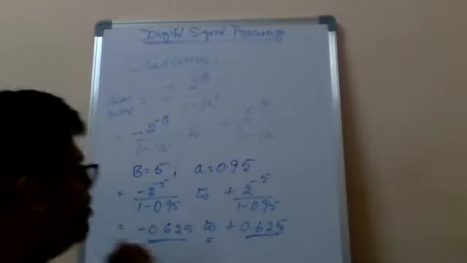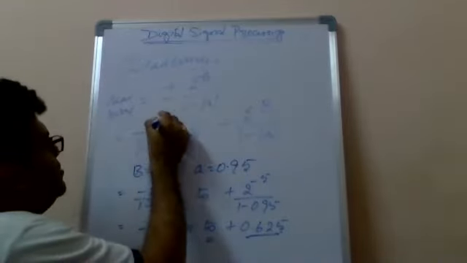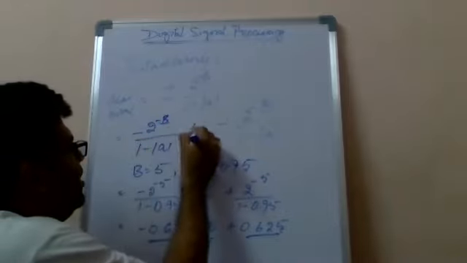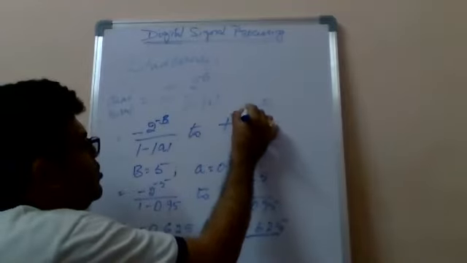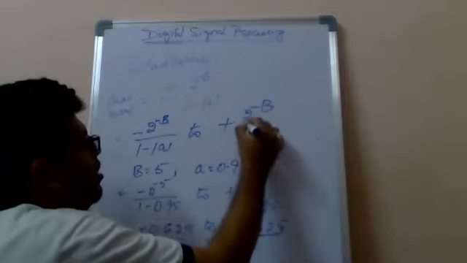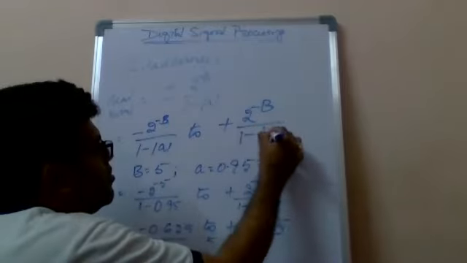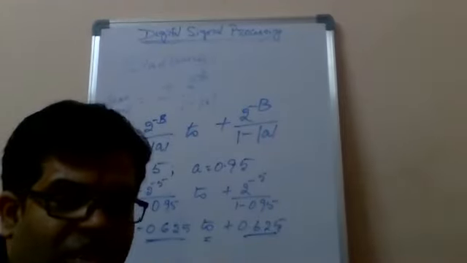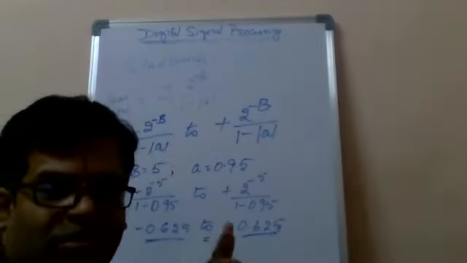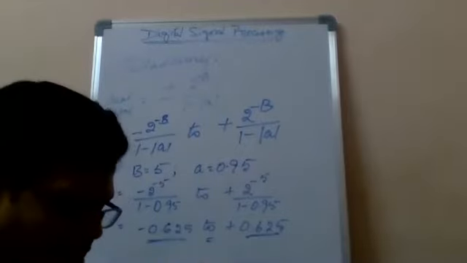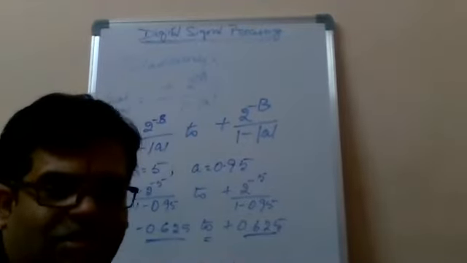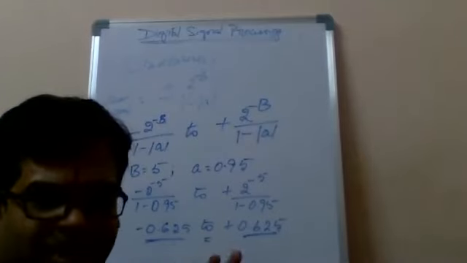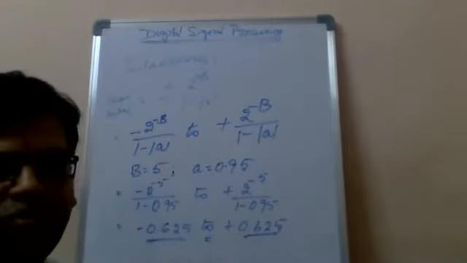Hope you understood what limit cycle oscillations are and what the types of limit cycle oscillations are. Briefly, they are called zero input limit cycles and overflow oscillations. These zero input limit cycles are also called granular noise. Try to remember this point, as you may be asked a question to explain granular noise. Don't get confused, it is nothing other than the zero input limit cycle.